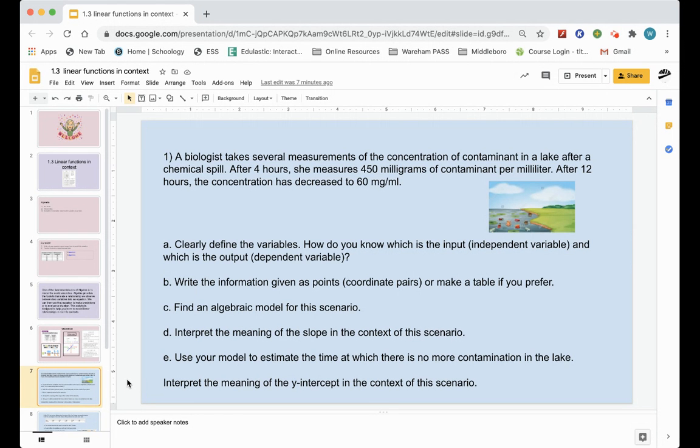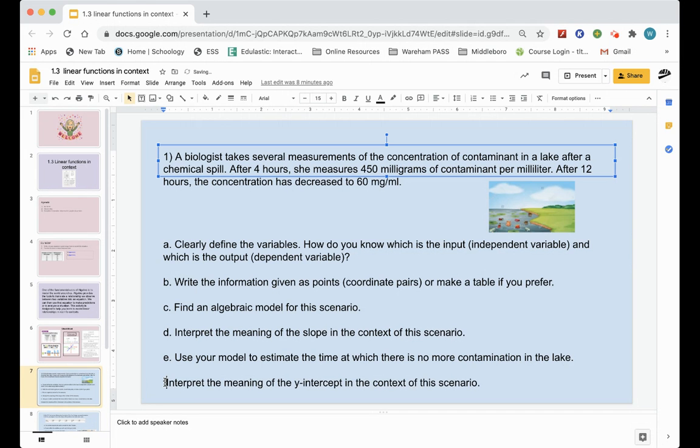A biologist takes several measurements of concentration of contaminant in a lake after a chemical spill. After 4 hours, she measures 450 milligrams of contaminant per milliliter, and after 12 hours, the concentration has decreased to 60 milligrams per milliliter. So we need to answer these A through F questions and record our work.